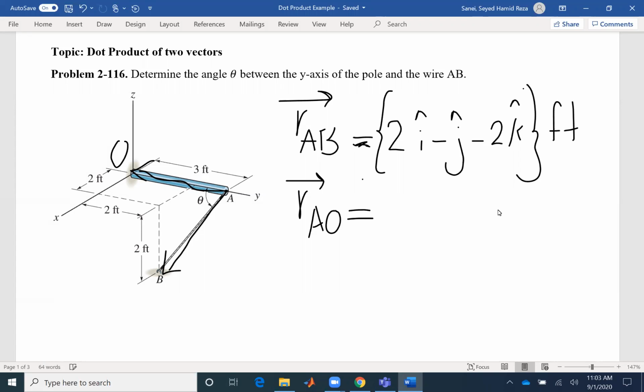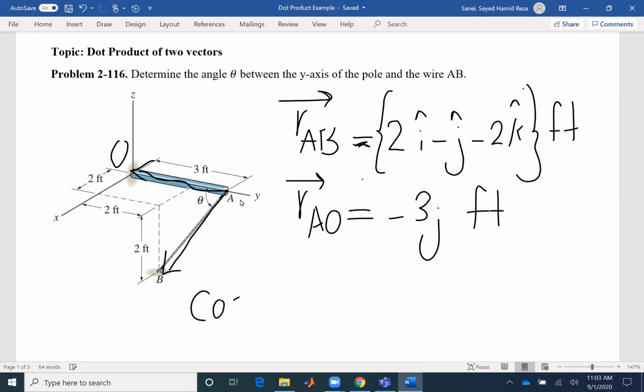I'm going to write the unit for the whole position vector, which is feet. RAO is simpler, just moving along the y-axis. From A to O, you're moving in the opposite direction of positive y. So that would be negative 3j, and the unit is feet.